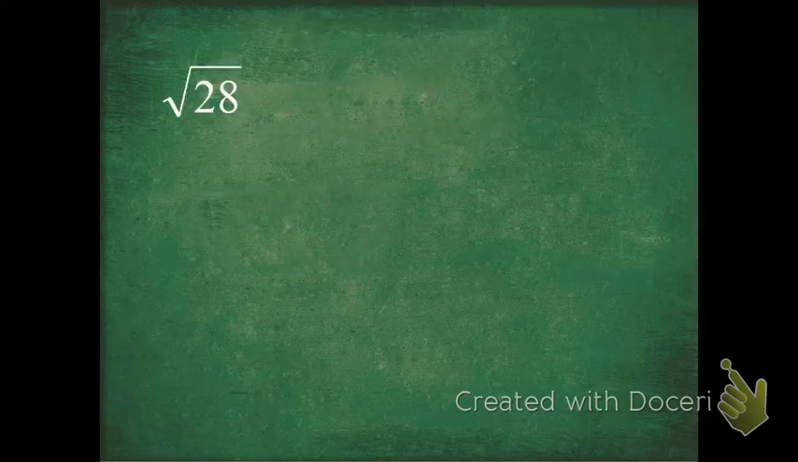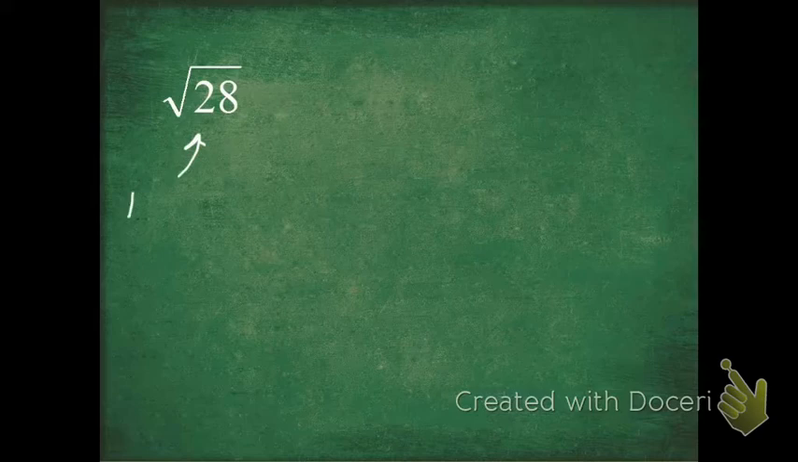Alright, so let's look at some situations that are not perfect. Square root of 28. Well, 28's not a perfect square. So there are several methods or ways to find this or simplify this radical. What I always teach the kids is simply this. Look for the biggest perfect square factor. Okay, so we want to find the largest perfect square factor.